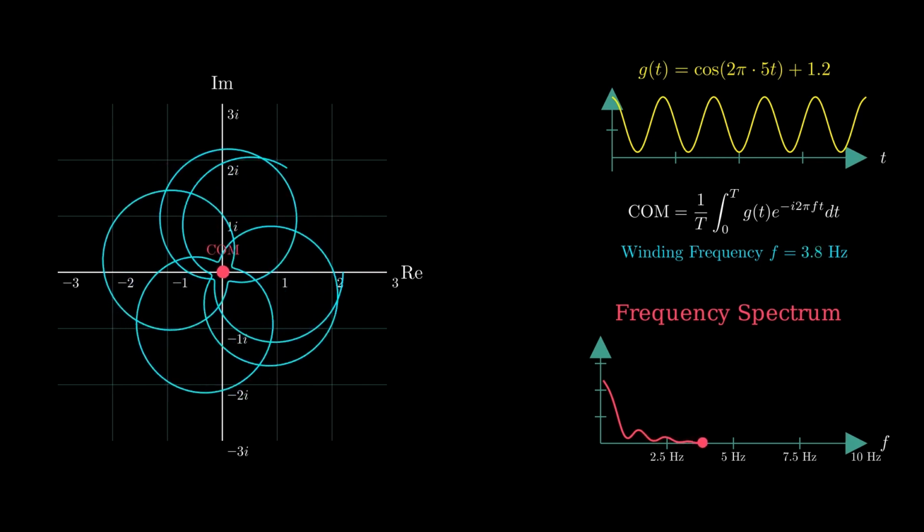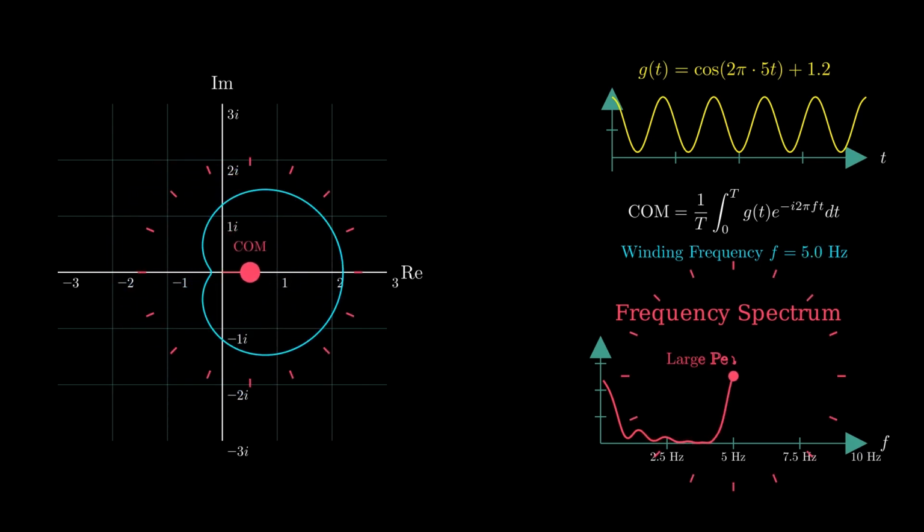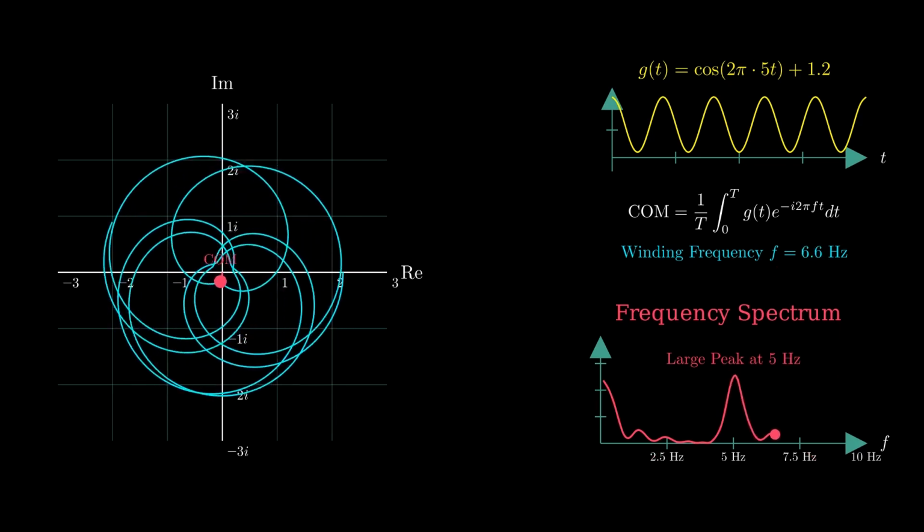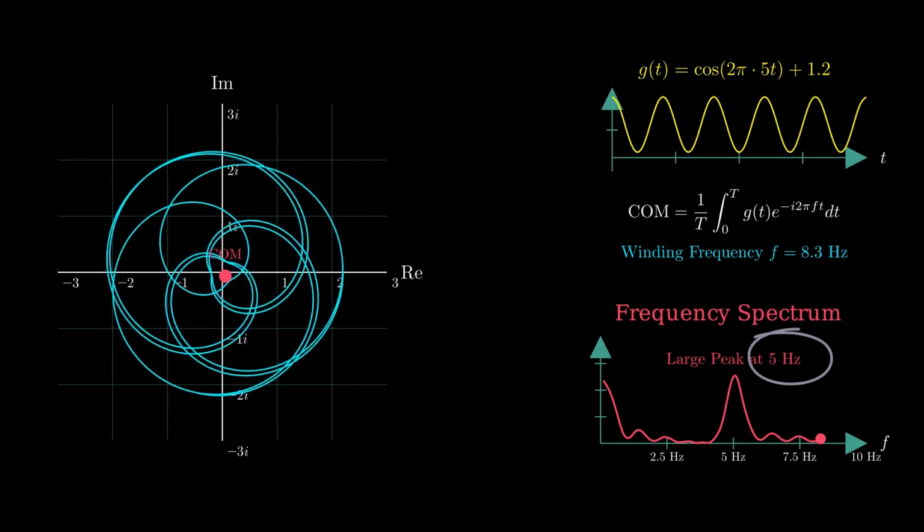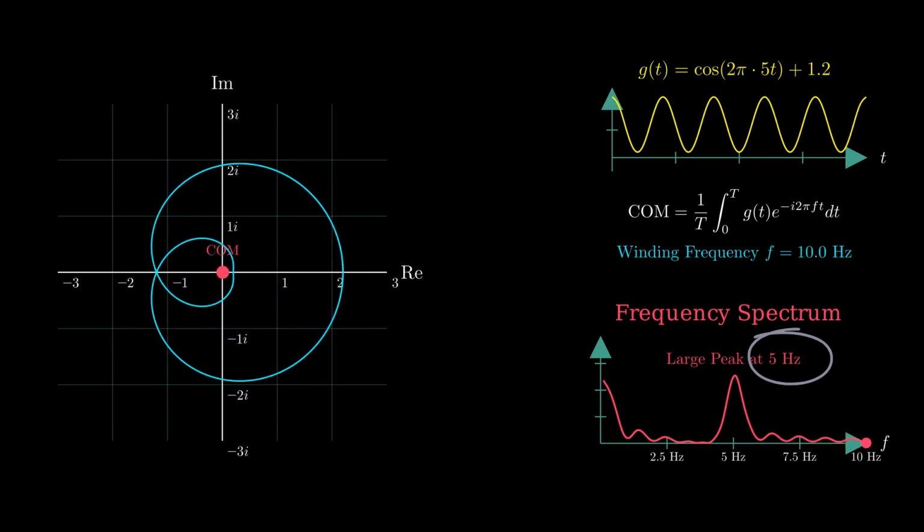By continuously sweeping our winding frequency f and tracking the distance of the center of mass from the origin, we plot a new graph, frequency versus intensity. Where the center of mass spikes, we pinpoint the hidden frequency of 5 Hz.